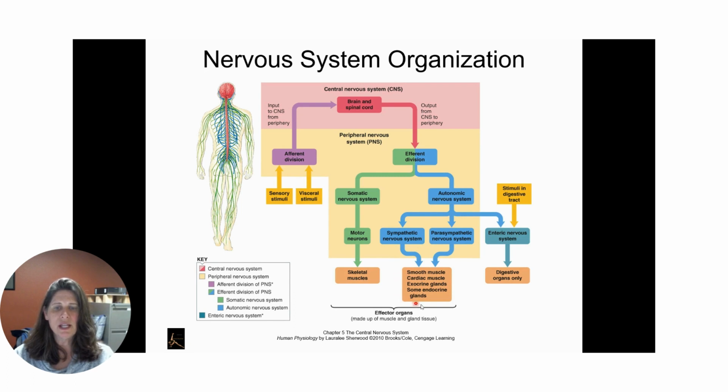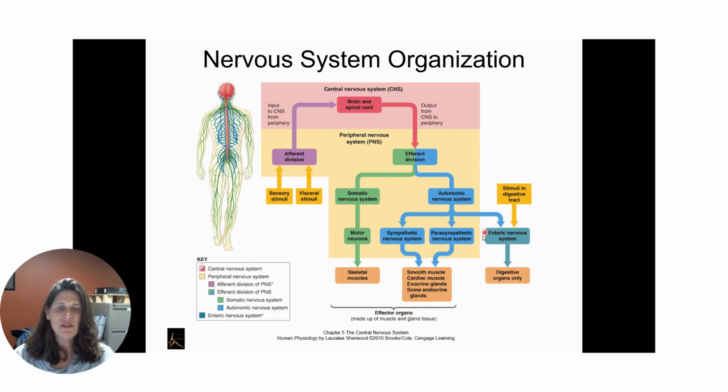So here you can see those sets of nerves stimulate smooth muscle. There's a lot of smooth muscle associated with many organs in your body. Cardiac muscle, that's your heart. Exocrine glands, so that's things like your sweat glands, mammary glands, things like that. And some of your endocrine glands, those are glands that produce hormones. So your skeletal muscles and your organs, those are all considered effector organs.